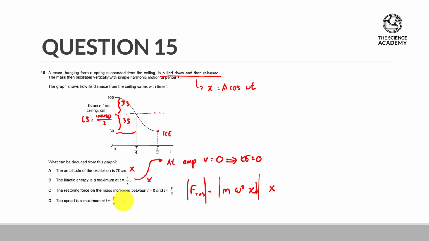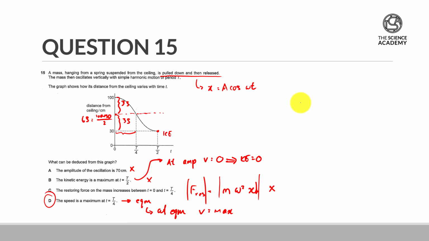For option D, the question tells us that the speed is maximum at t equals T over 4, and at T over 4, we already know that it's the equilibrium position. At the equilibrium position, the speed is maximum. So therefore, option D is our answer.